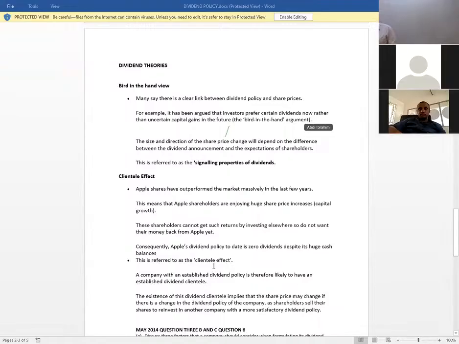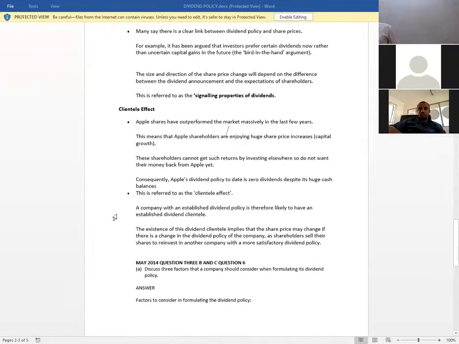They're those shareholders who've gotten stuck with Apple because of what? That policy. A company with an established dividend policy is therefore likely to have an established dividend clientele. The existence of this dividend clientele implies that the share price may change if there is a change in the dividend policy of the company, as shareholders sell their shares to reinvest in another company with a more satisfactory dividend policy. So, ladies and gentlemen, I would want you to understand this concept very well.